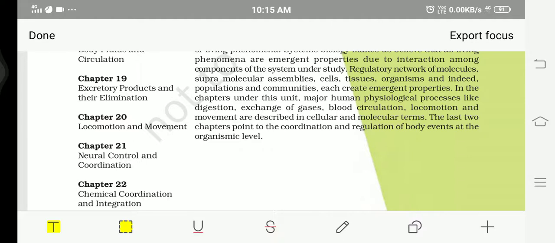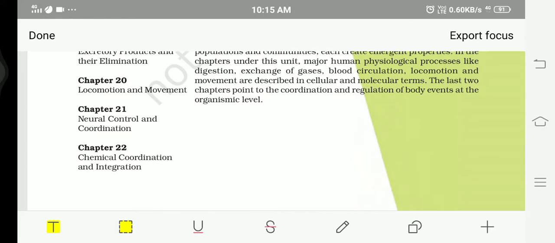In this chapter we study the nervous system and the brain: how the brain is able to control and coordinate the body functions, as well as sense organs like eye, ear, nose, tongue, skin, etc. Lastly, in this unit we study chemical coordination and integration. In this chapter one more system we study is the endocrine gland system, the glands which secrete hormones. Those hormones directly or indirectly control and coordinate the body's normal function apart from the neural system. So these are the chapters we are going to study in human physiology.